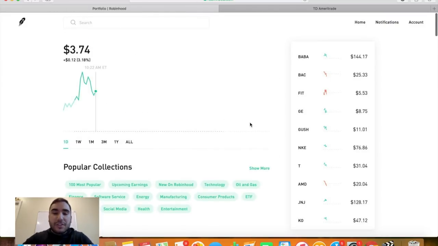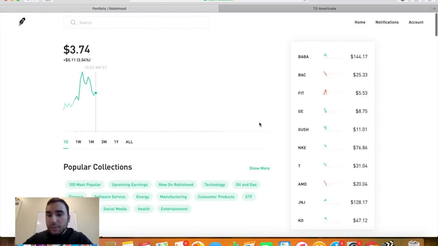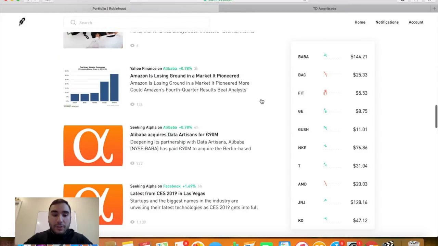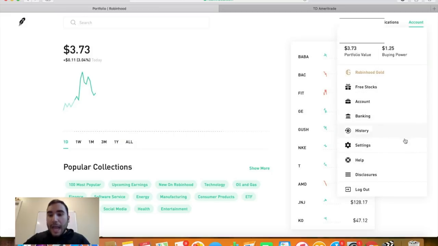And it's very good to just keep an eye on the current news in the overall market. So that's what the first page of this web interface looks like. And if we want to take a deeper look at what is going on here, you can click on your account. You have some different options here.